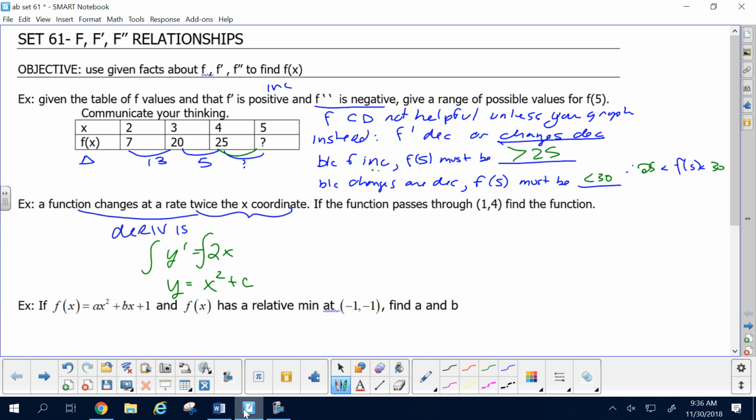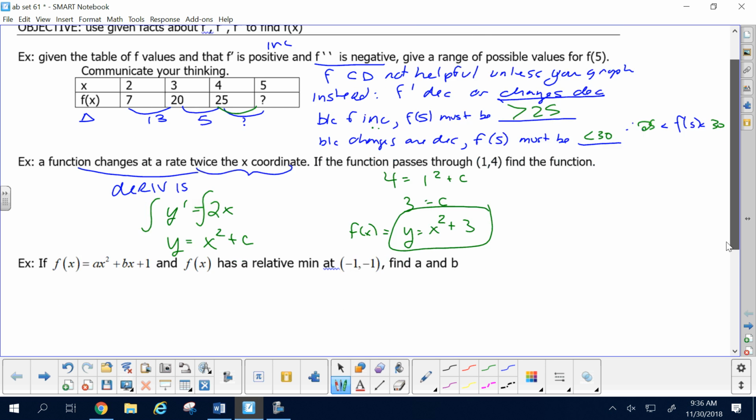How do I find that plus c? Yeah, we use that initial condition. 4 is y, 1 is x, and therefore c is 3. So the equation must have been, or function, whatever you called it. If you called it f, fine. Y, fine. X squared plus 3. You with me? All right.